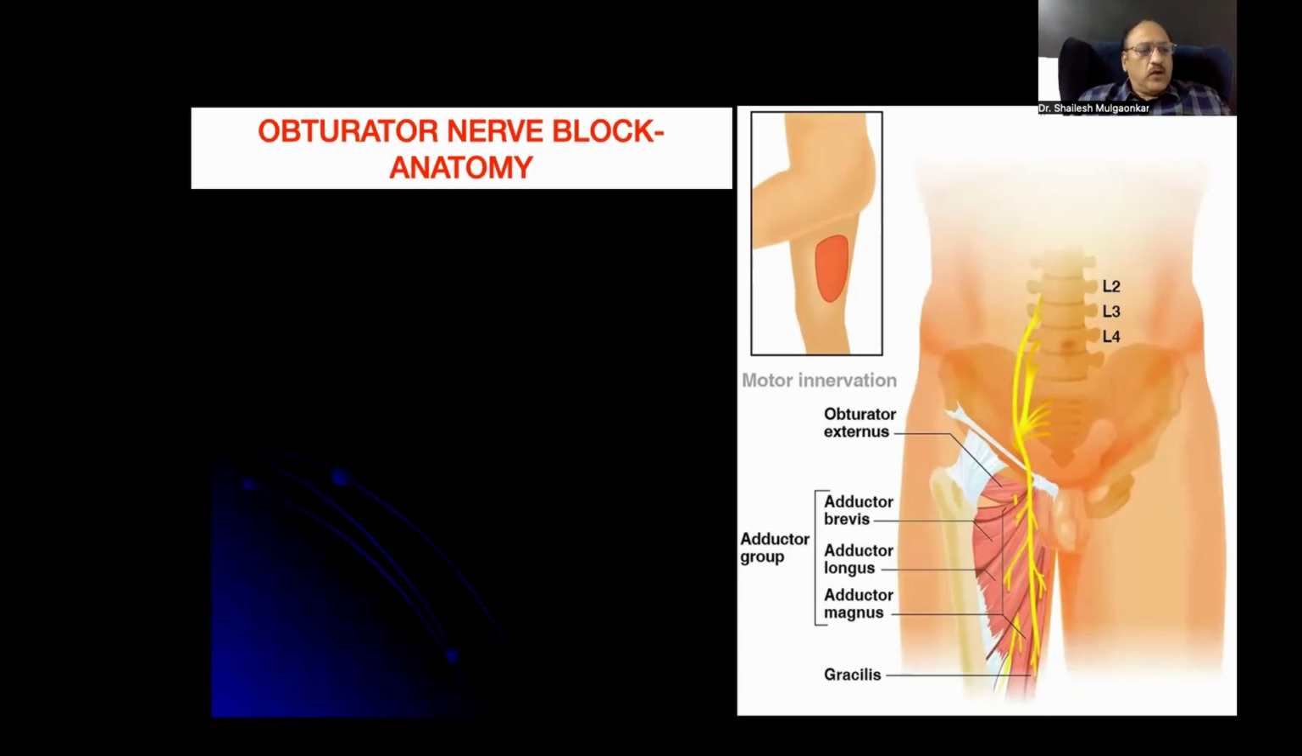Now let us come to the obturator nerve block. The obturator nerve is derived from the anterior divisions of the ventral primary rami of L2, L3 and L4. It runs within the psoas muscle till the sacroiliac joint, and then it traverses towards the obturator foramen, and finally it divides into anterior and posterior branches. So the obturator nerve also supplies the hip as well as the knee joint.